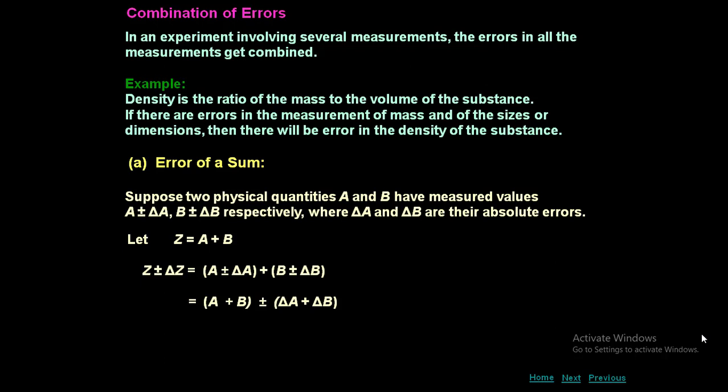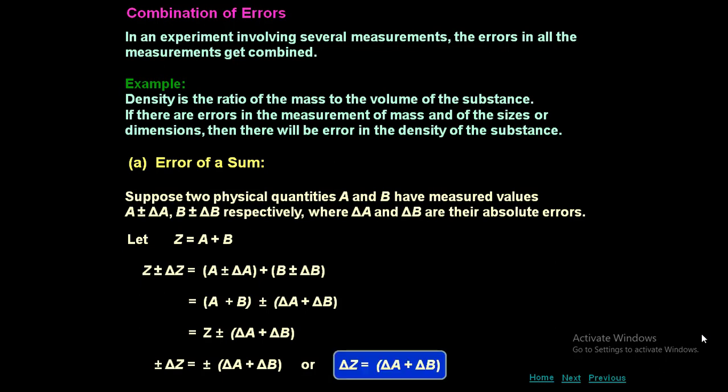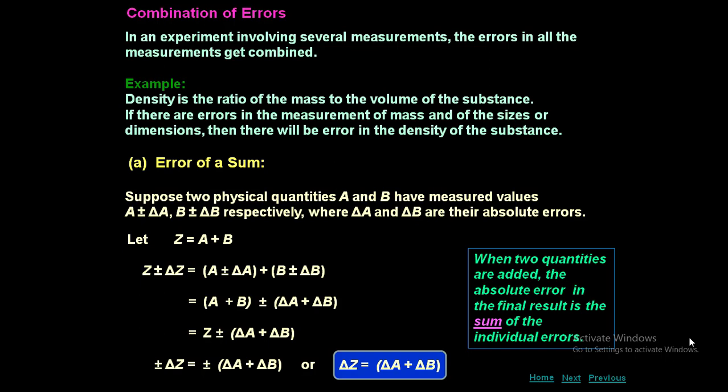Now if you compare them, A plus B is nothing but Z alone. So Z plus or minus delta A plus delta B. Now Z gets cancelled. You have plus or minus delta Z equal to plus or minus delta A plus delta B. Or simply we can say delta Z is equal to delta A plus delta B. So when two quantities are added, the absolute error in the final result is the sum of the individual errors. Remember this.